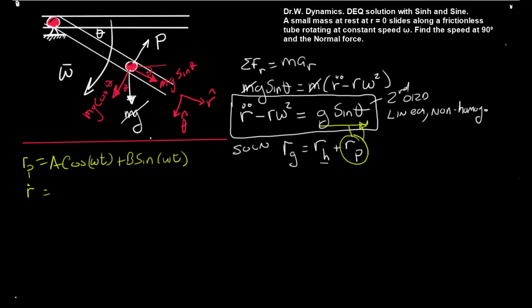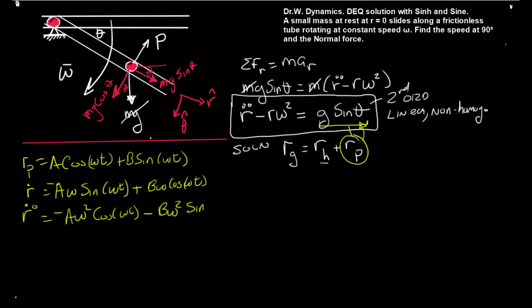And r dot then would be negative a omega sine of omega t plus b omega cosine of omega t. And r double dot will be negative a omega squared cosine of omega t minus b omega squared sine of omega t. Now to check this solution, we're going to take that and plug this into here, that into there, and see what it takes for our function to generate this particular part.